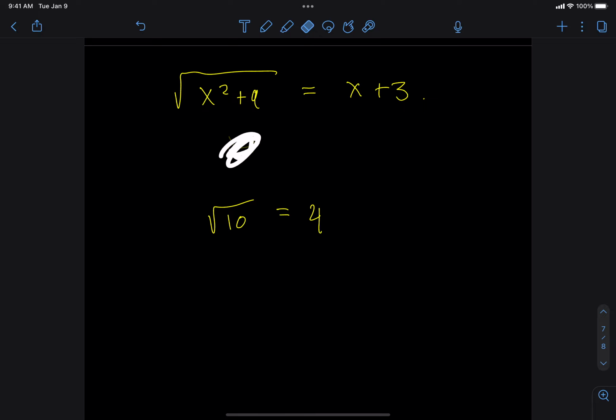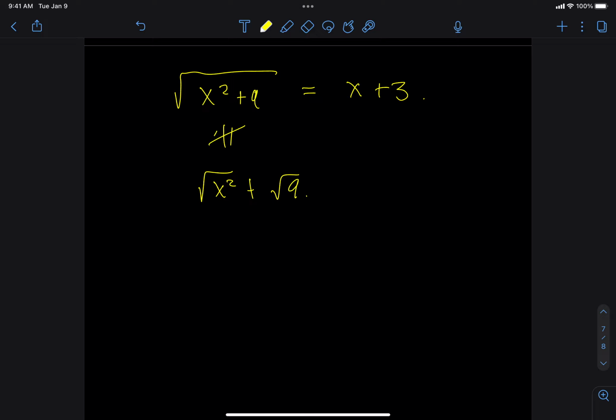Here's why. Basically, a square root is a nonlinear action. Am I out of time, or do I have time still? 10 minutes. Square root is a nonlinear action, which means that this will never be equal to the square root of x squared plus the square root of 9. Can't fault you for believing that, though, considering how many linear actions we've seen through the course of this class.